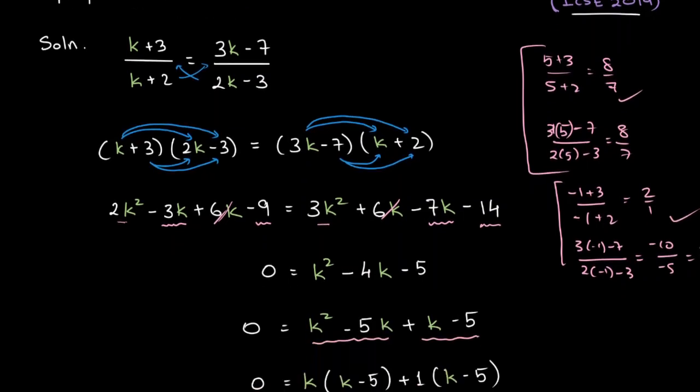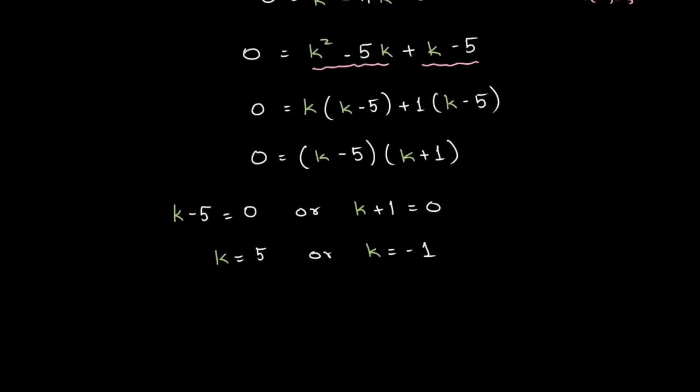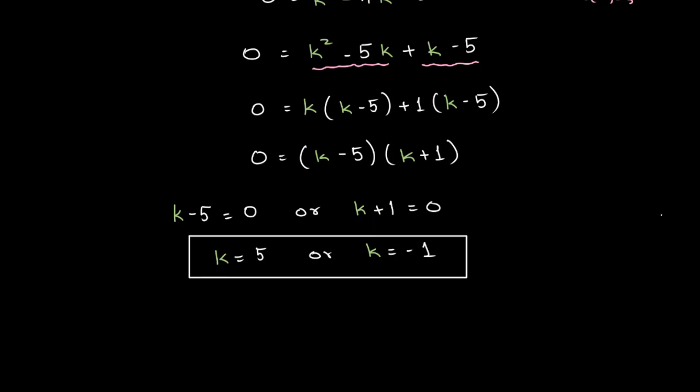So both the answers are valid. Both of the answers are correct. So the value of k is either 5 or minus 1. So that's our final answer. We'll mark that in a rectangle. k is equal to 5 or k is equal to minus 1.